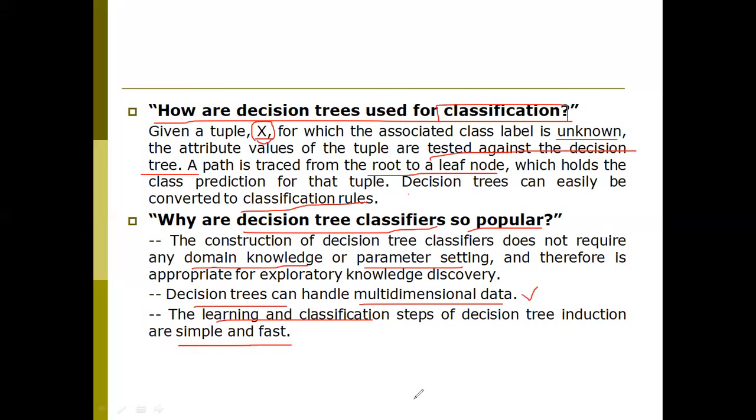So these are the three reasons why decision trees have become so popular in today's scenario.